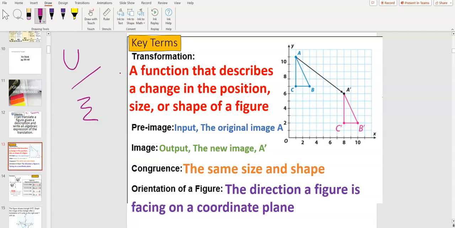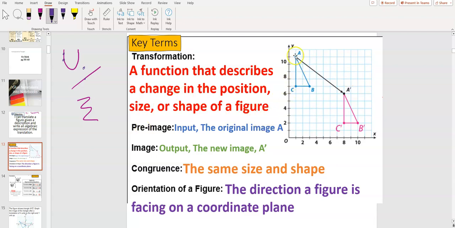They were like different graphs, and we were looking to see if the 2 points on the graph were the same x value. And if it was no, then it was a function. And if it was yes, it was not. Well, translating something or transforming something is really a function. It has an input and an output, and it describes a change in the position, size, or shape of a figure. And we're going to learn about 3 or 4 different types of transformations, and each one will change either a position, a size, a shape, or more than one thing.